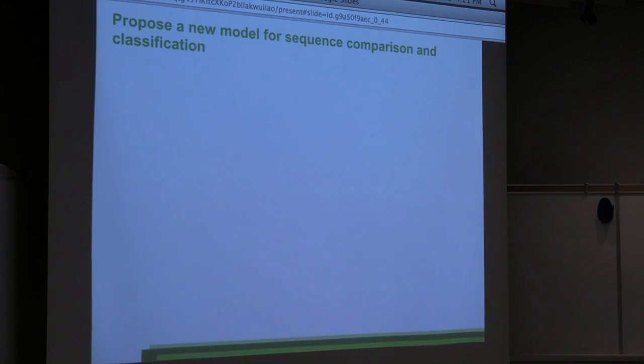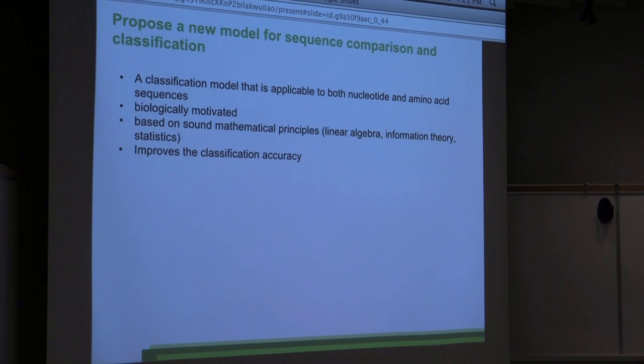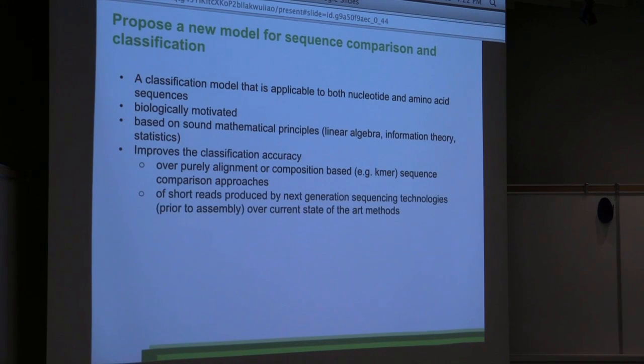So we decided to propose a new model for sequence comparison and classification that would be applicable to both nucleotide and amino acid sequences, which would be biologically motivated, based on some mathematical principles, and should improve the classification accuracy over purely alignment or composition-based sequence comparison approaches. It should also improve the accuracy with which we can classify short, raw reads coming directly from the sequencers without doing the assembly.